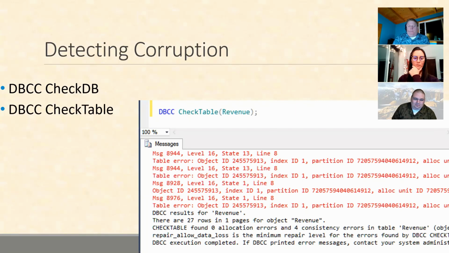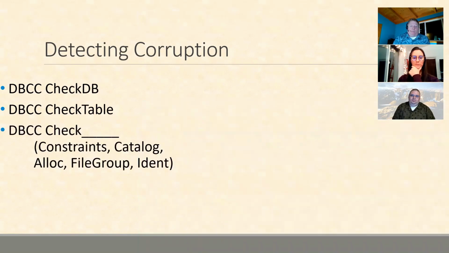Now, some people say, can I just run check table on all my tables in the database and not run CheckDB? You could do that, but you're going to end up missing things. There are other checks that are part of DBCC, like check constraints, check catalog, check alloc, check filegroup, check identity, and checking system tables as well. When you run check table, you're usually not checking the hidden system tables you don't even see as part of the database. When those become corrupt, that's one of the more difficult ones we've had to repair. But you can run all these other checks on specific areas.